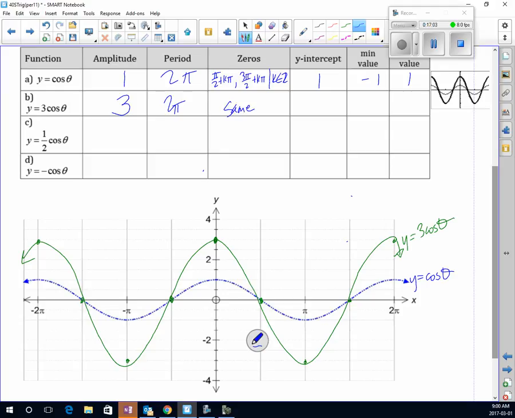Yes? My y-intercept, again, does it make sense that if it's a vertical stretch, it would affect my y-intercept? It's now at 3. And again, the min and the max are your y values. So if it's a vertical stretch, hopefully it makes sense to you that that would affect that as well. Yes? Okay, so let's now graph 1/2 cos x and on the same.